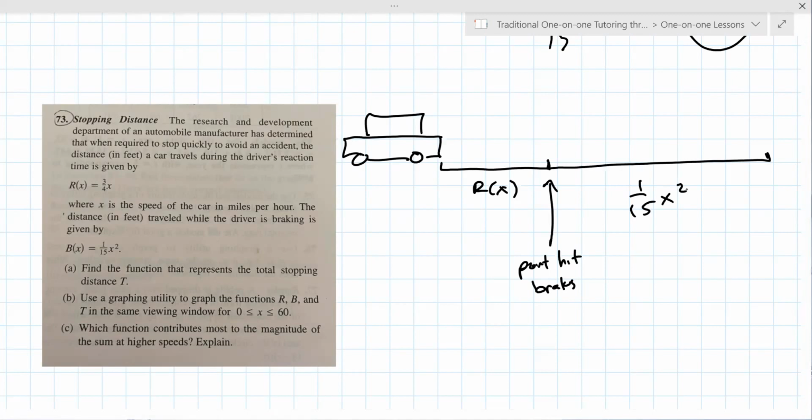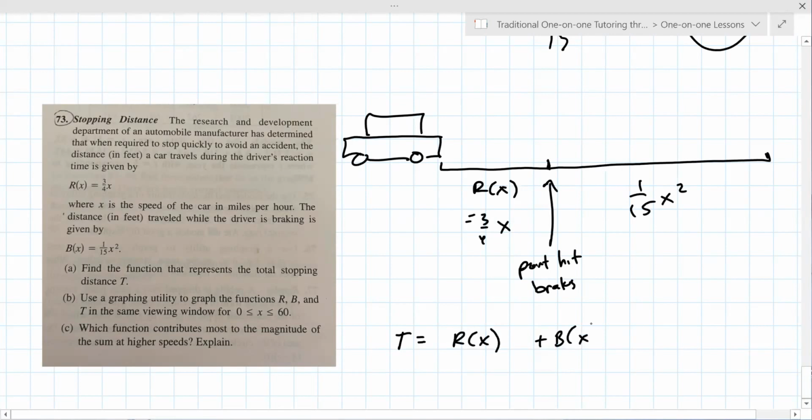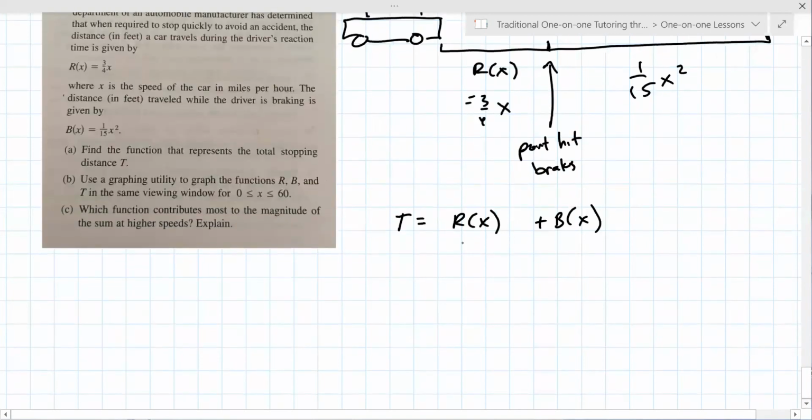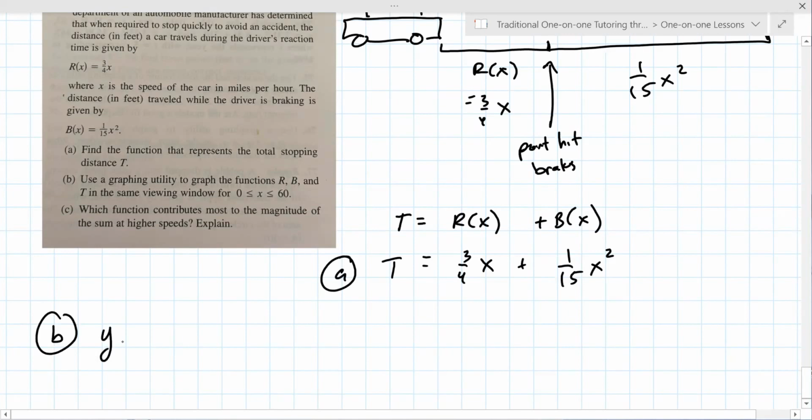So the function that represents the total stopping distance is both of these together, because you go R of X, then you go B of X. They call this the reaction distance and the braking distance. So in short, it's 3/4 X plus 1 over 15 X squared. So that's part A. Part B is to graph it. So you're going to want to put this in your Y1.